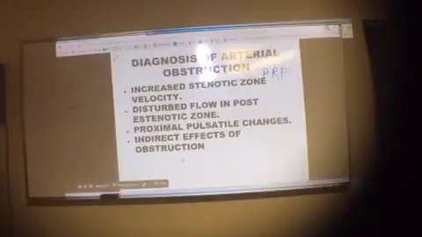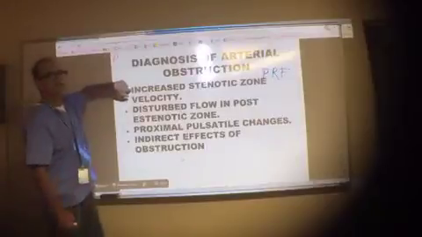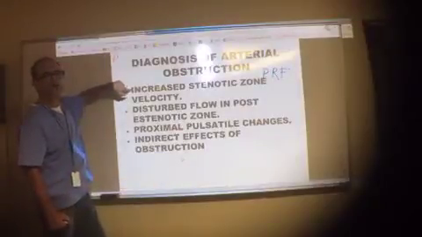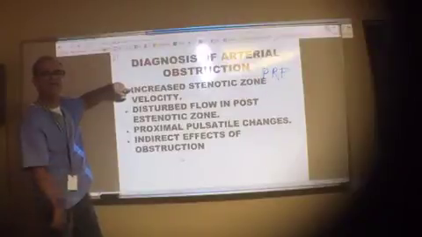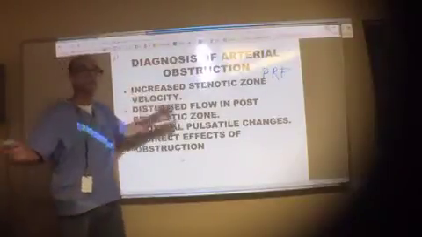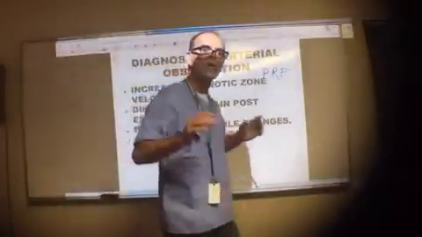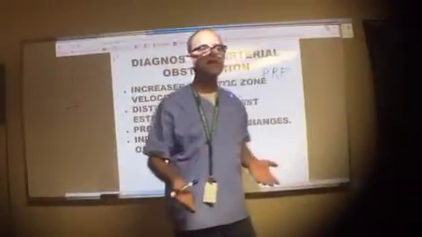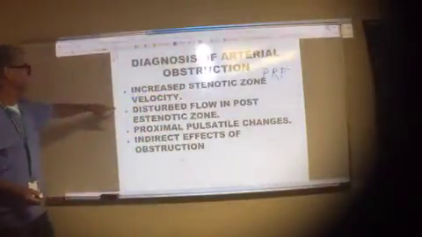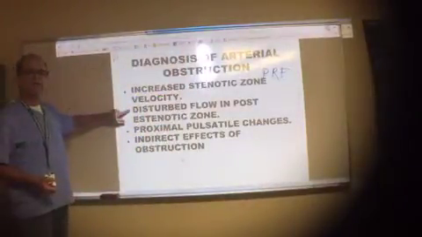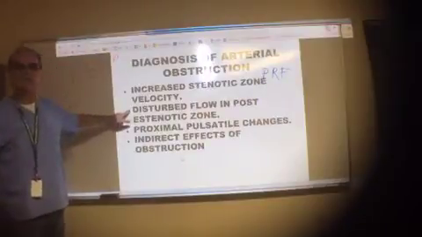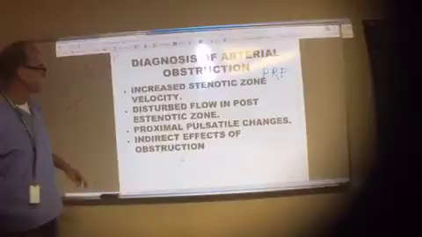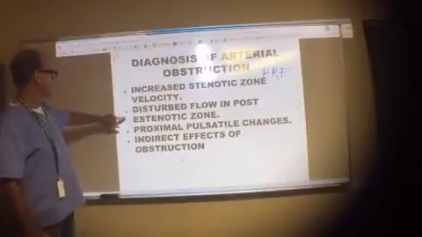Diagnosis of arterial obstruction: the most important is that the velocity in the area of the narrowing is higher. And this is the most important, not the only one. There are other things, but the most important is elevated velocity in the systole and in the diastole. Turbulence after the stenosis: you put the color Doppler and you see the stenosis and you know you are giving information to the doctor.